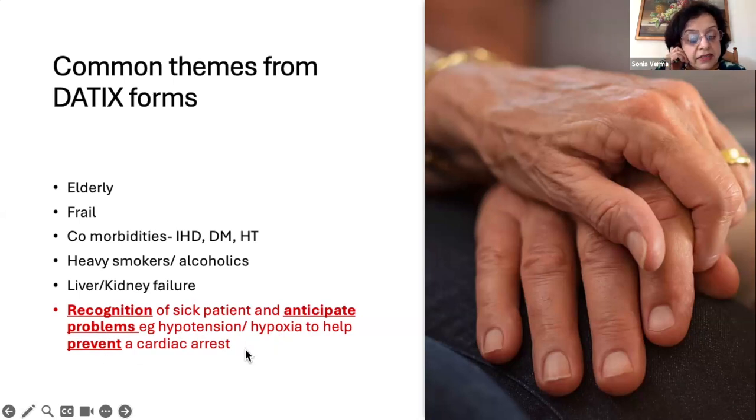This is the basis on which an anesthetist works. We recognize people very quickly, we anticipate problems, that is the anesthetist, and we help in that way to prevent a catastrophe from happening in the room.